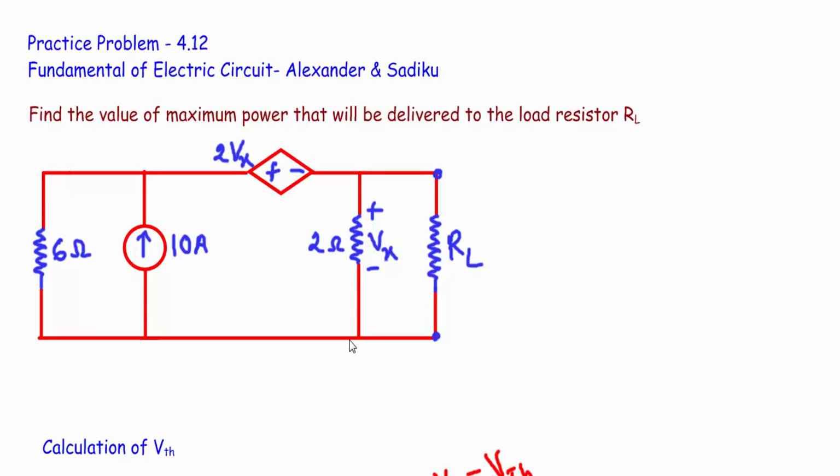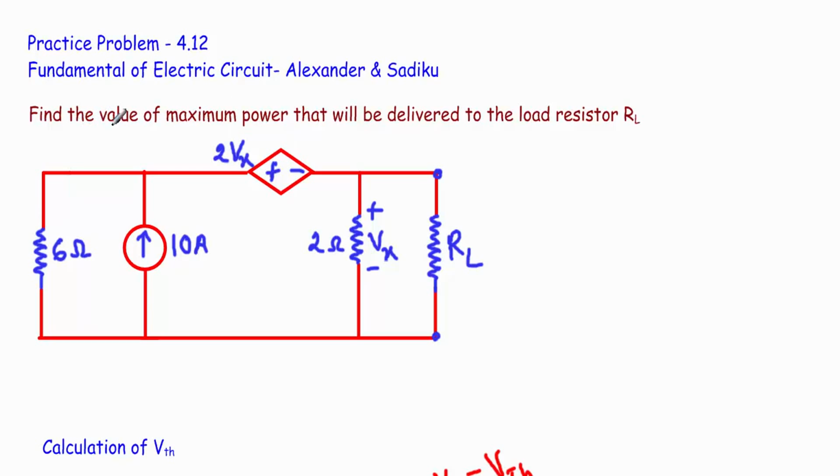This is my first lecture on circuit analysis of the maximum power transfer theorem when the circuit contains a dependent source. This is the problem taken from the book Fundamentals of Electric Circuits, writers Alexander and Sadiku, practice problem 4.12. Okay, let's read out the question.